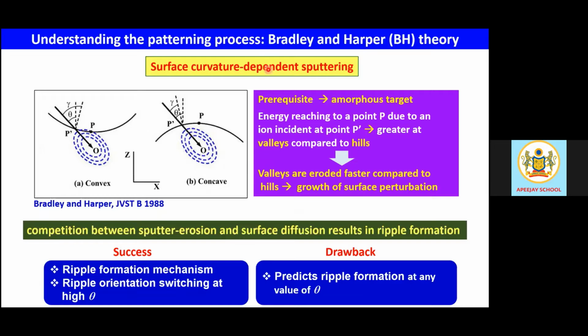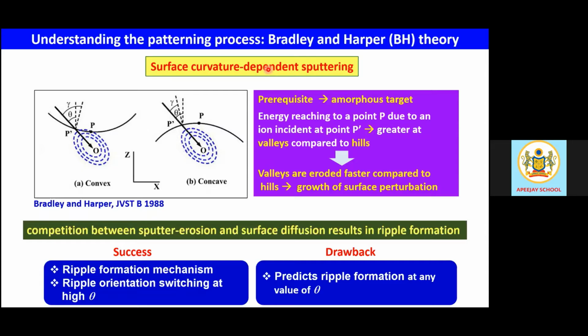And this leads to growth of surface perturbation, or surface instability. So here, clearly, as I told you the other day, it's a competition between sputter erosion and, because ion-induced surface diffusion will always be there, surface diffusion. This competition gives rise to the surface instability and in turn the formation of the ripple.